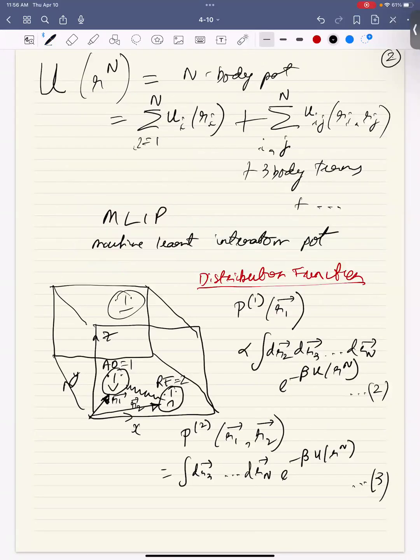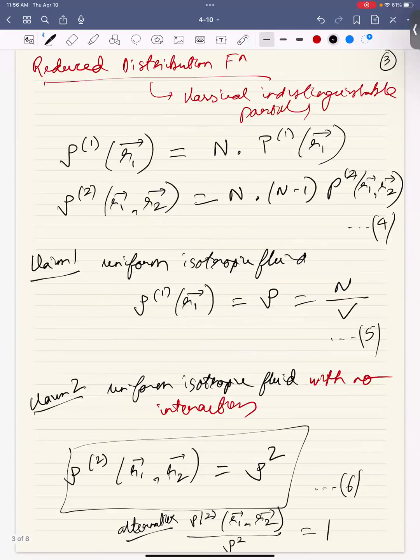Recall that P1 of R is this probability. P2 of R is integrating the Boltzmann factor over all R3 to Rn, right? So this was P1 and P2. This was the probability of today. My models were Atley and Rachel, right? So this was assuming the identity, not distinguishing, actually distinguishing them. Then we got those distribution functions.